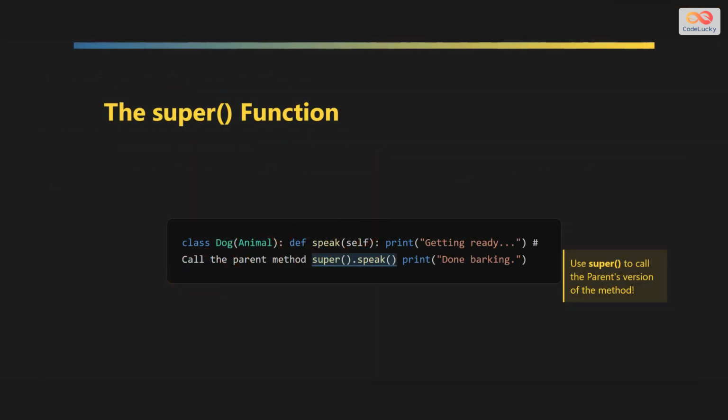What if you want to use the parent's logic, but add a little extra on top? You don't have to rewrite it. You can use the super function. Calling super.speak allows the dog to execute the animal's speak method first, and then continue with its own code. This is incredibly useful for extending initialization logic.